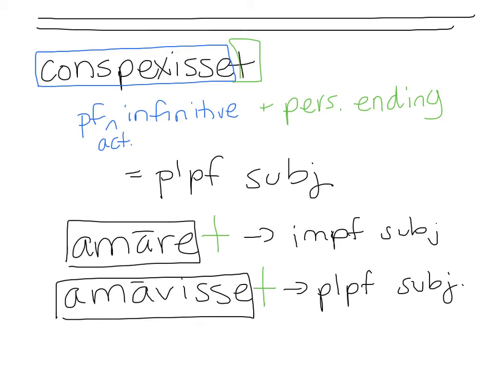We're going to deal with translating these in class, but you're basically just going to translate them the same way you translate their indicative counterparts. So amaret would be he was loving, and amavisset, we said he had loved. So just like you're used to doing for the imperfect and the pluperfect.